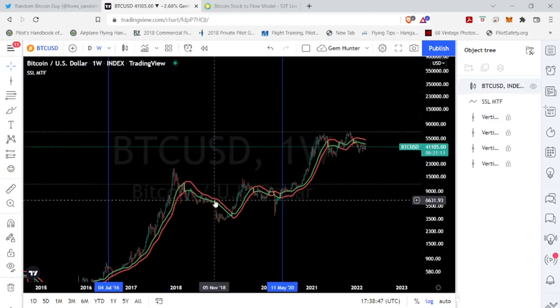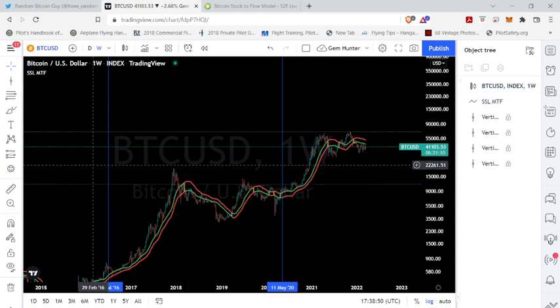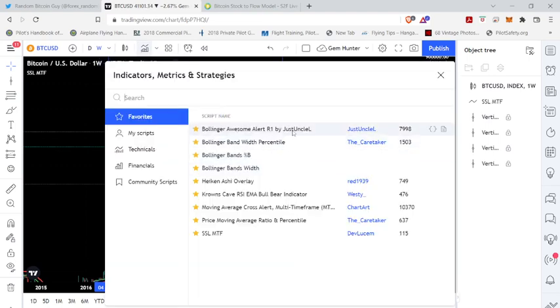So we already did the 20 SSL. That's how we normally do it. You can see the prior video on how to do the simplified version, but we're going to add to this. We're going to add another indicator. So we're going to go to indicators and strategies, and we're going to go to Bollinger Awesome Alert R1 by Just Uncle L. This is the indicator that you want right here. You just type in I think it's BBAWE, and it will come up in there.